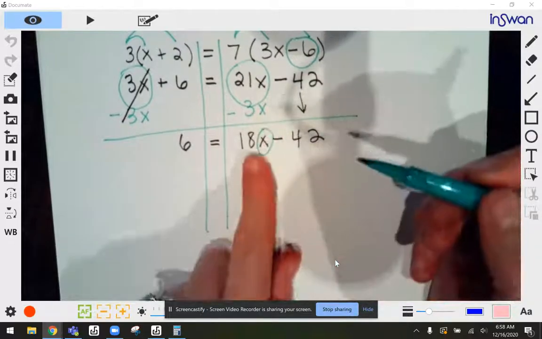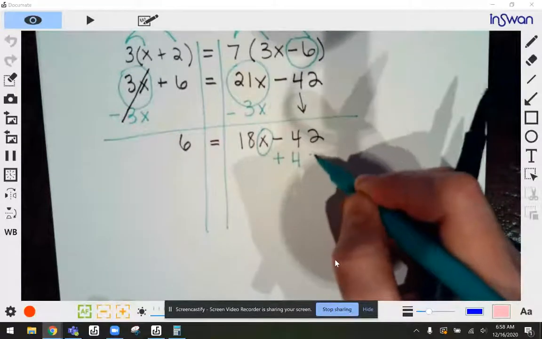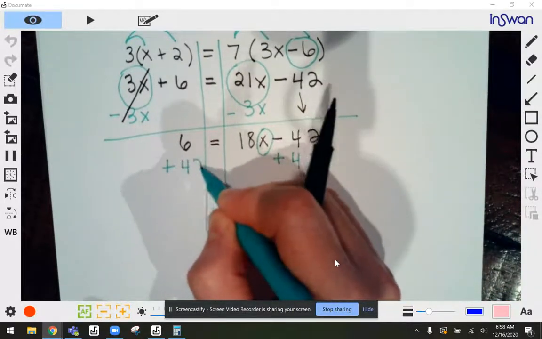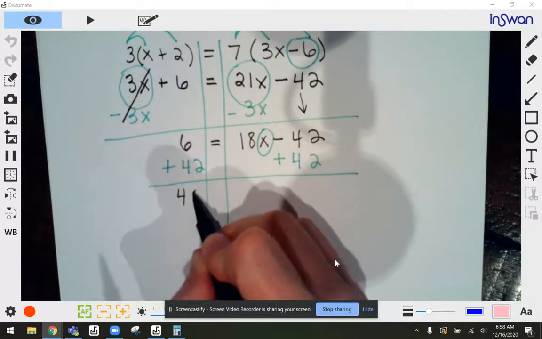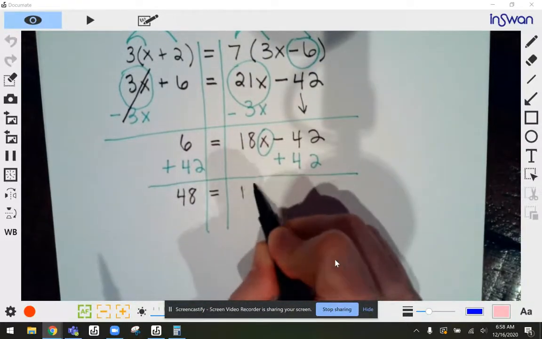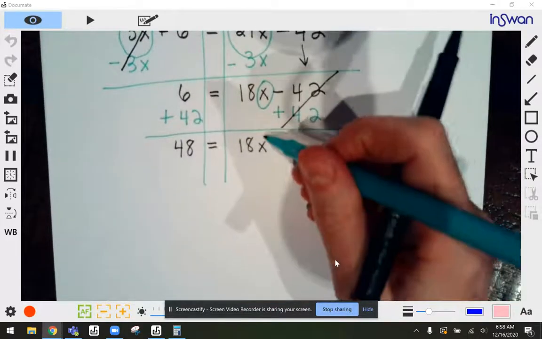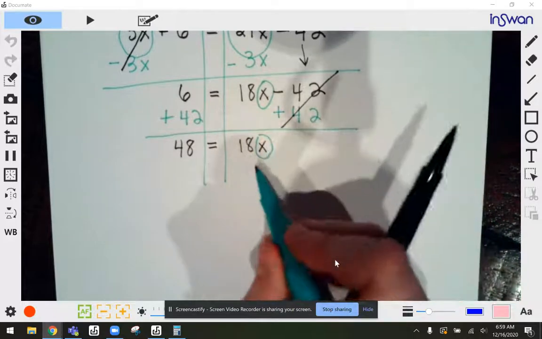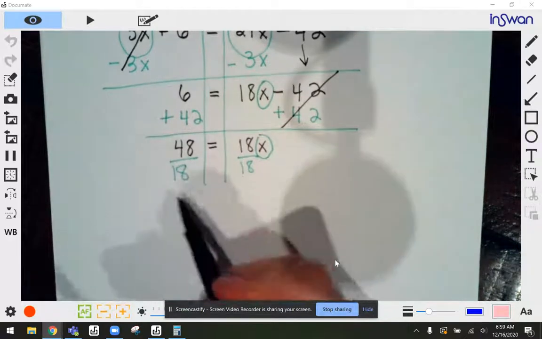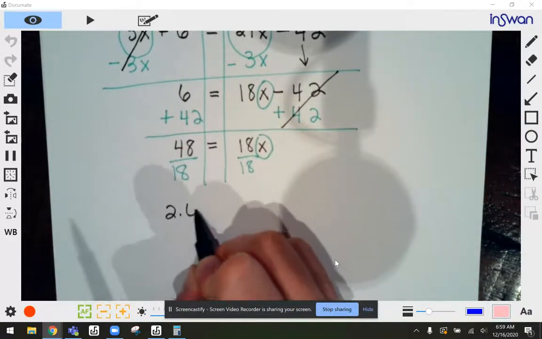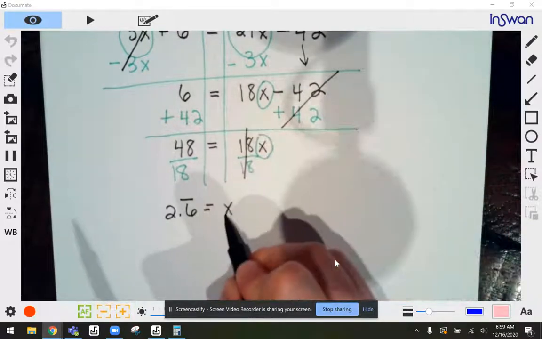Circle your variable on this side. Get rid of the constant first. So do the inverse. Add 42 to both sides. 6 plus 42 would be 48. Bring down your 18x, and the 42's cancel. And then here, to get x all by itself, I need to divide by 18. So 48 divided by 18 is 2.6 repeating. Again, calculators are allowed, equals x.